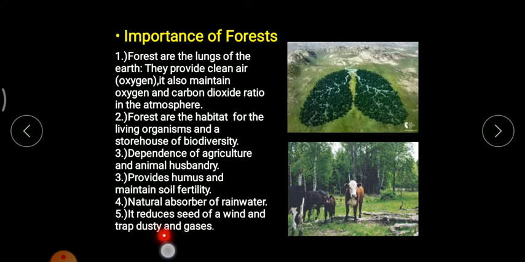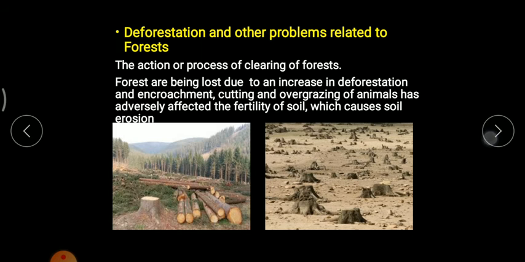It traps dust and different amounts of gases present in the atmosphere. It reduces the amount of wind, trapped dust and gases. Some of the deforestation and other problems associated with the forest, we will see in this video.